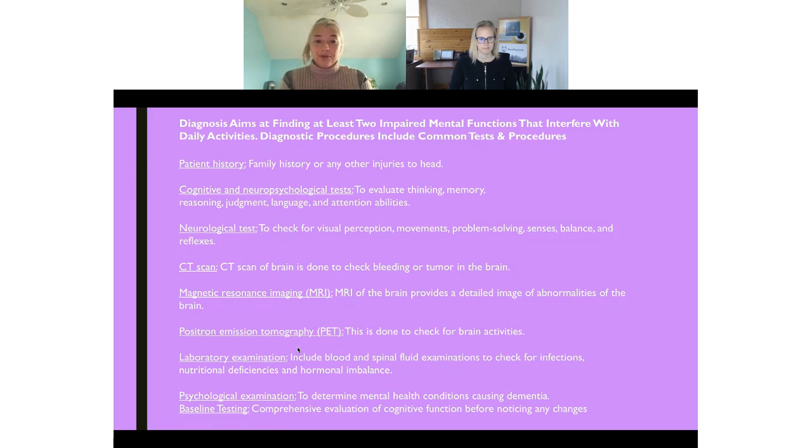Positron emission tomography, or PET scan. It's done to check for brain activity. Laboratory examination. This includes blood and spinal fluid examinations to check for infections, nutritional deficiencies, and hormonal imbalance. Psychological examination. This determines mental health conditions, which can cause dementia. And baseline testing, which, after I explain this, I'll let Marie brief on it a little bit more, but it's a comprehensive evaluation of cognitive functions before noticing any changes or memory loss. So almost like a pre-test. Marie, if you want to get into that a little bit, please.